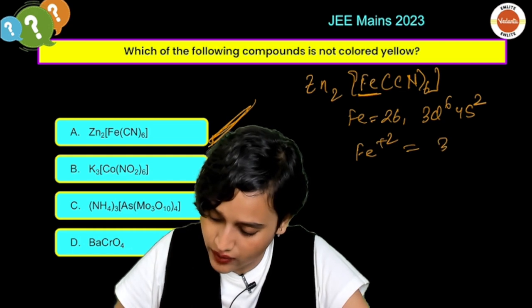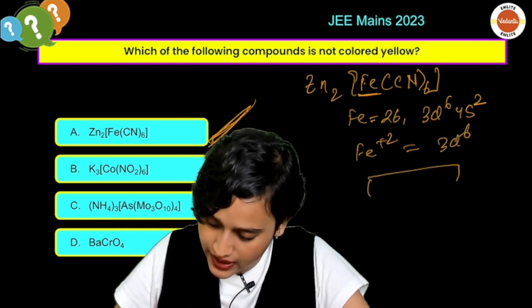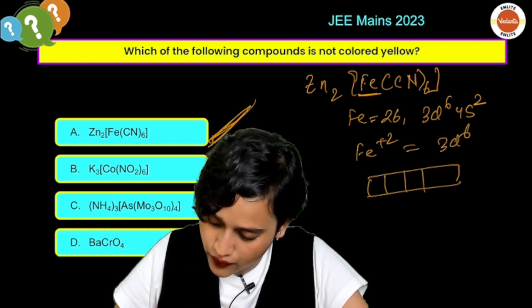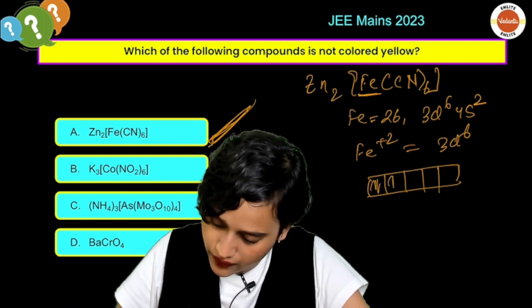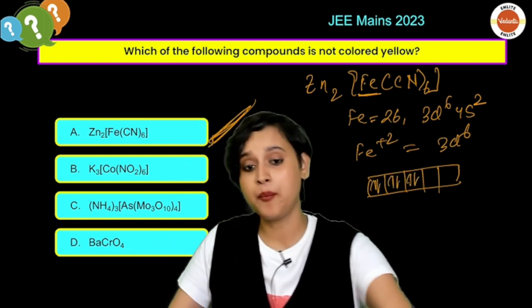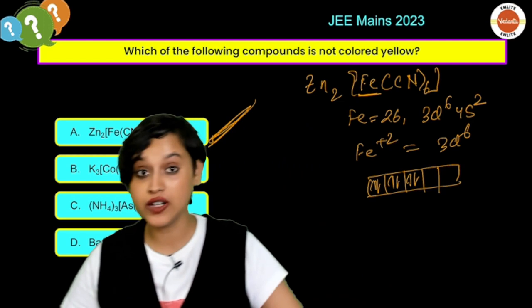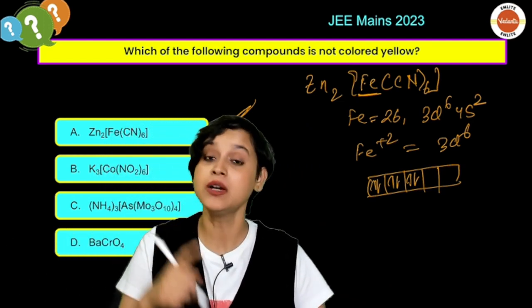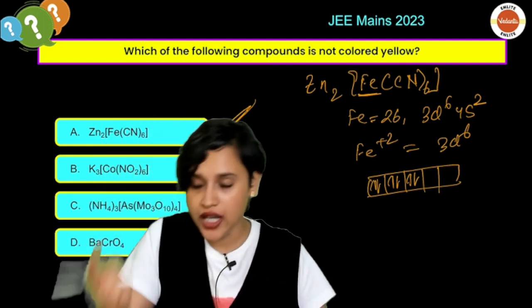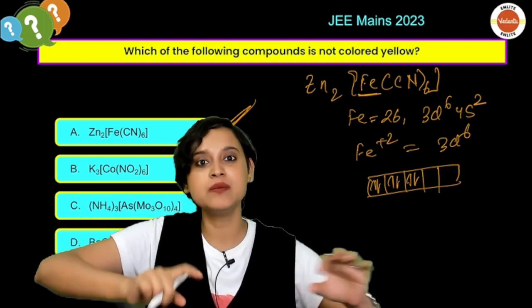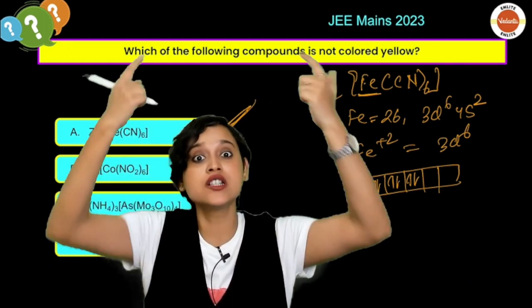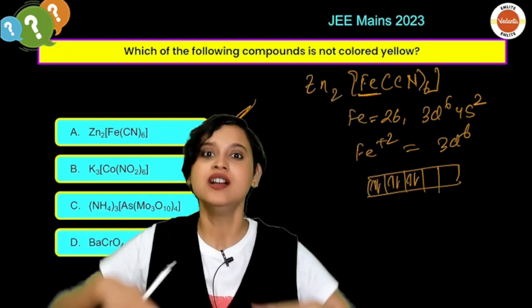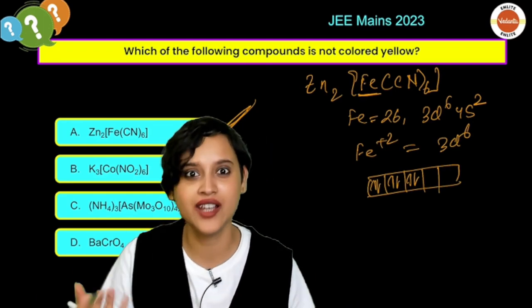In the plus 2 state, it will be 3d6, that means 1, 2, 3, 4, 5, 6. Why did I pair them all up? Because CN is a strong field ligand. CN will make it pair up. If it pairs up, there are no empty orbitals for the d-d transition to happen. If that does not happen, where will the yellow color come from?